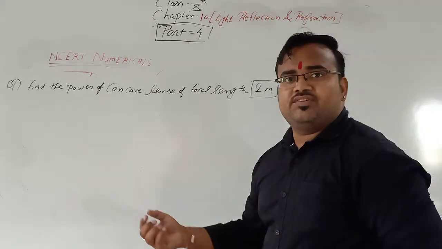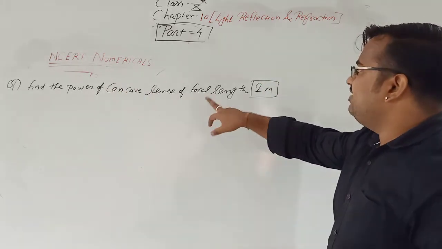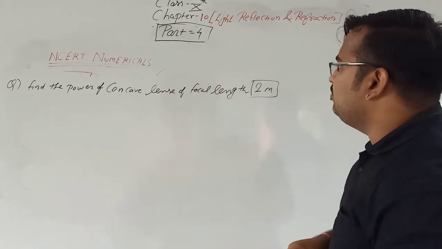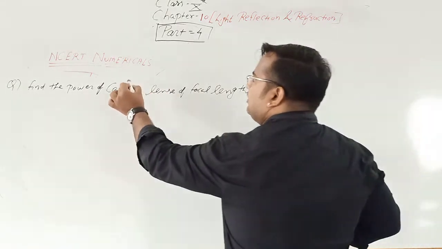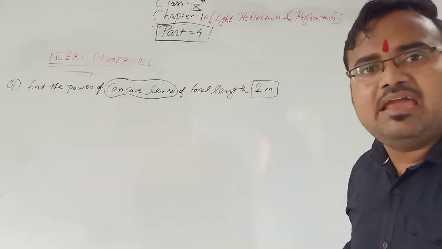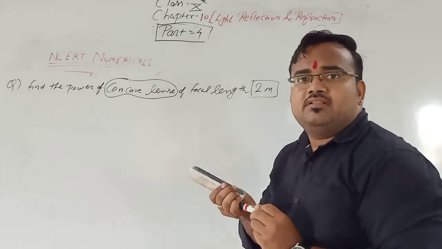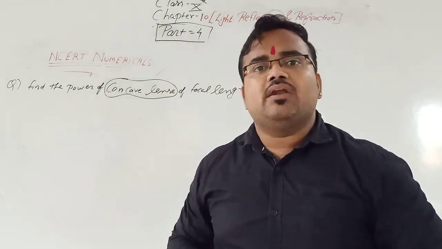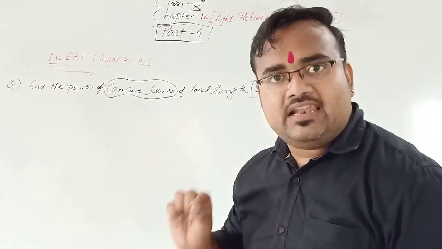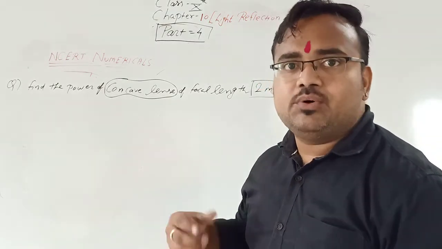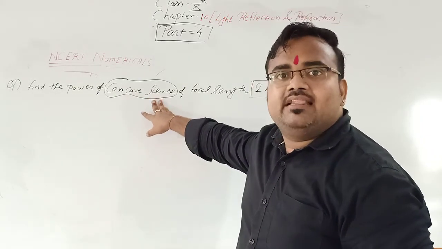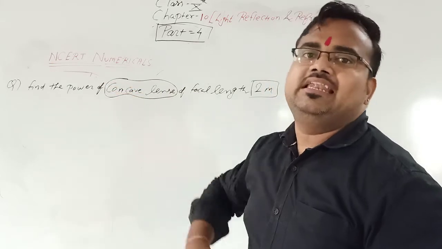See student, the next question is: find the power of a concave lens of focal length 2 meter. Now first I mark the type of lens. There is one suggestion for you. Whenever you are solving a numerical, first underline the type of mirror or type of lens. Then only proceed with the question, because by this you will know whether we have to take the value as positive or negative.